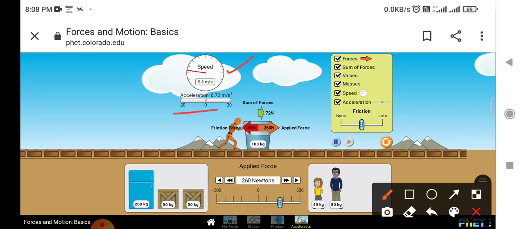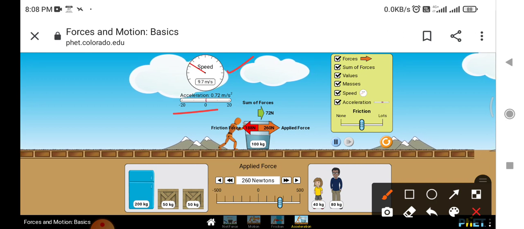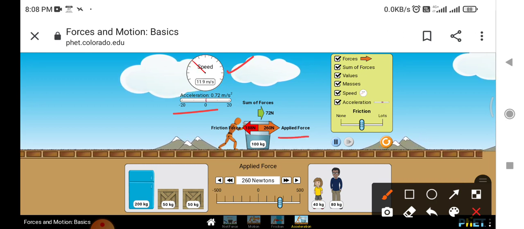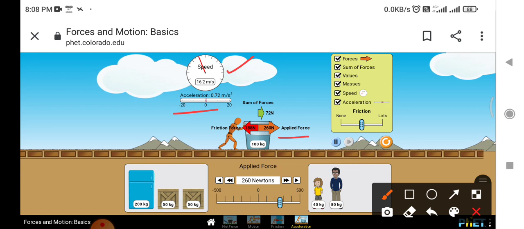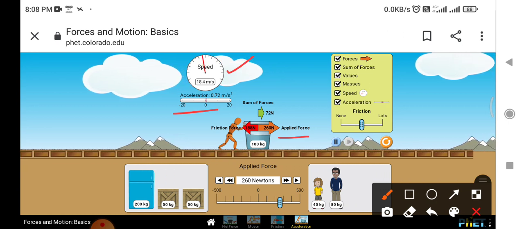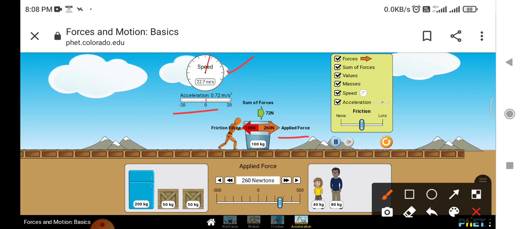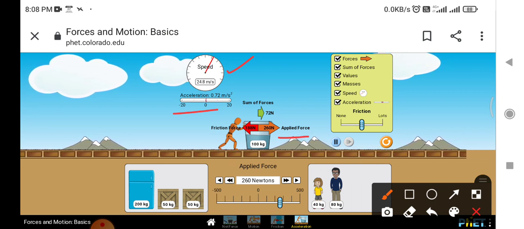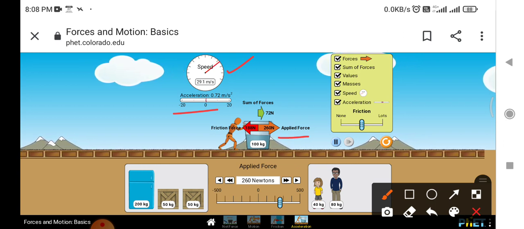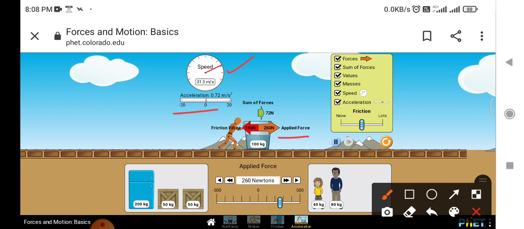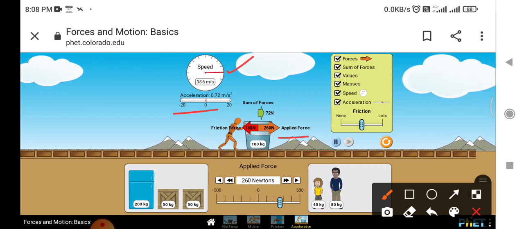Now see the direction of the speedometer and the acceleration value. The acceleration is 0.72 meters per second squared and the applied force is greater than the frictional force. After reaching a certain distance, the applied force will go to 0. Due to that, the frictional force value will increase. And see the speedometer and acceleration. The acceleration value is decreased, 0.72 meters per second squared.